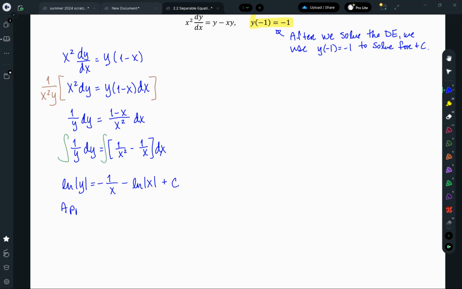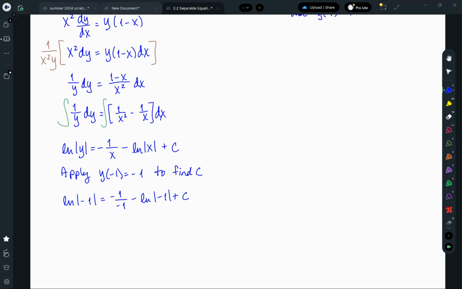So apply y of negative 1 is equal to negative 1 to find c. So we get the natural log of the absolute value of negative 1 is equal to a negative 1 over negative 1 minus the natural log of the absolute value of negative 1 plus c. The absolute value of negative 1 is positive 1, and the natural log of 1 is 0. So I get 0 is equal to negative 1 over negative 1 is 1. The natural log of the absolute value of negative 1 is 0. And then I have my plus c. So c is equal to negative 1. Okay?